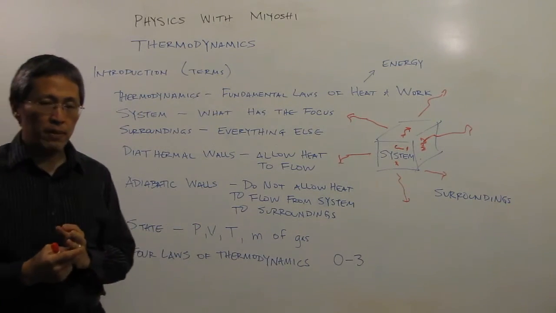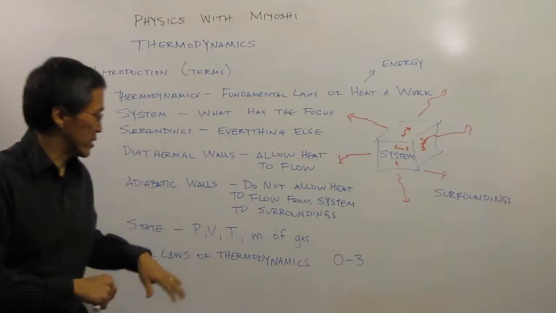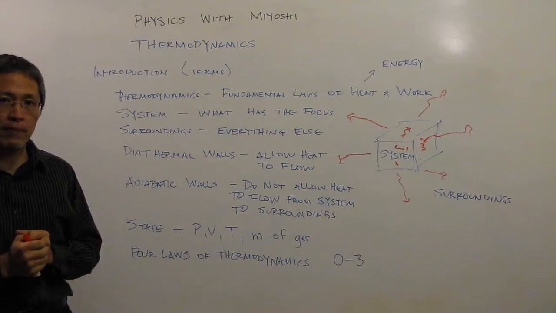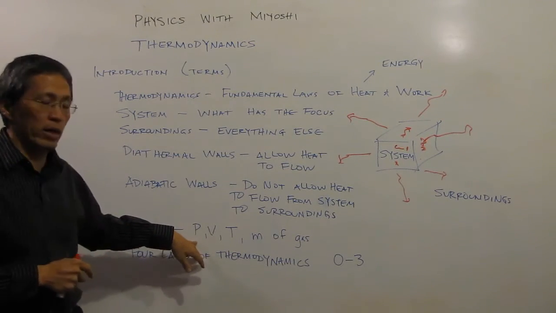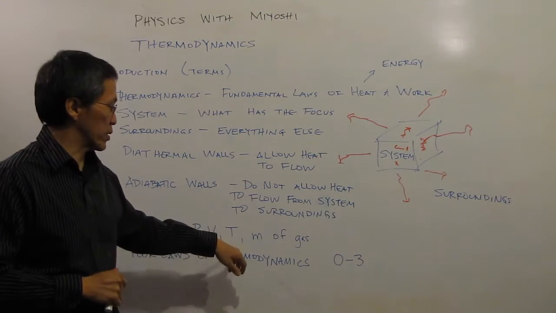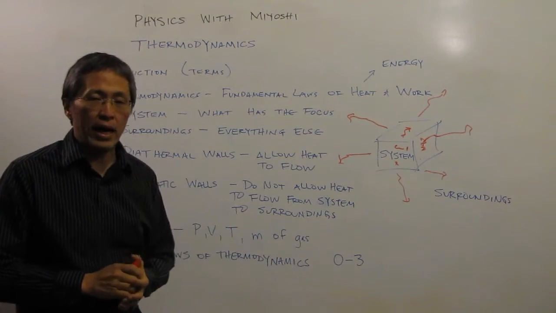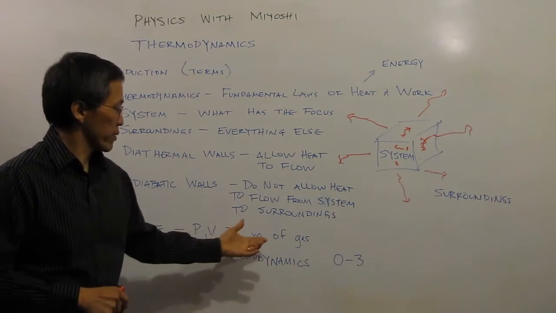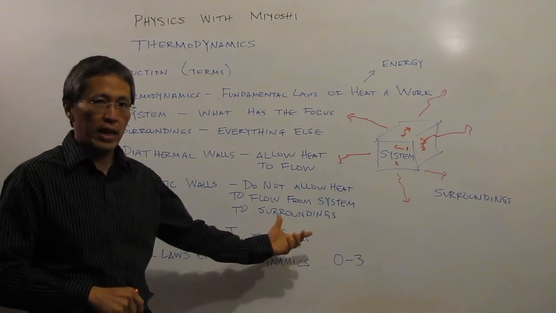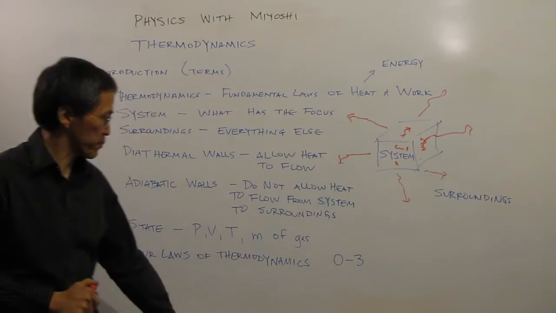We also have to talk about something called state. The state of a system is basically what the system is like at any point in time, and we want to be able to describe it. In other words, we want to know what the pressure is, what the volume is, the temperature and the mass of the gas. Whatever is happening, we want to know the pressure, volume, temperature, and mass of the gas inside of my system.